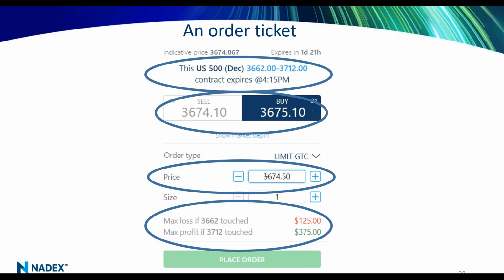If you were to buy one at 36.74.50 and it went down and touched the floor at 36.62, I would lose $125. I know going in exactly what I could potentially make, exactly what I could potentially lose, and my margin or capital requirement to do this trade would be $125. I'd be putting up 125 to potentially make 375.